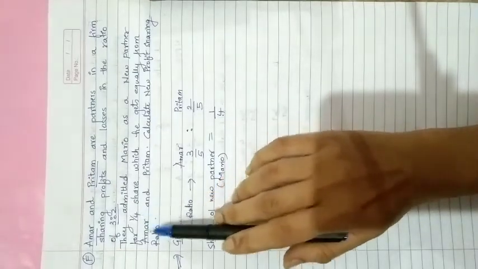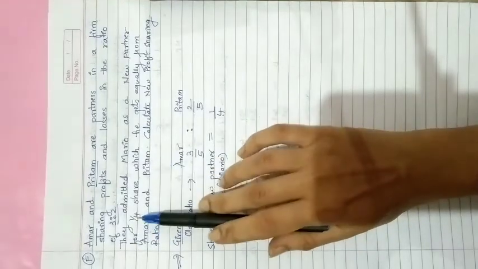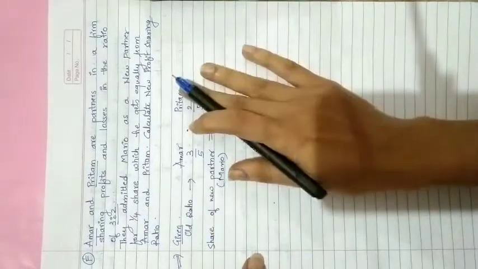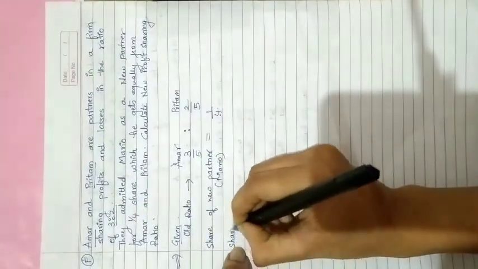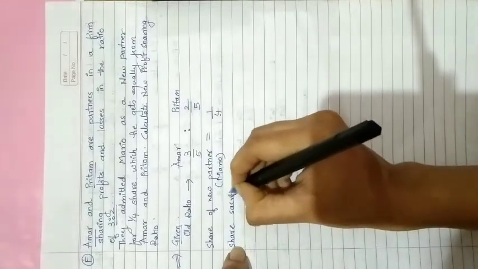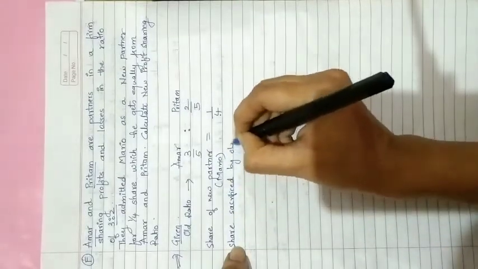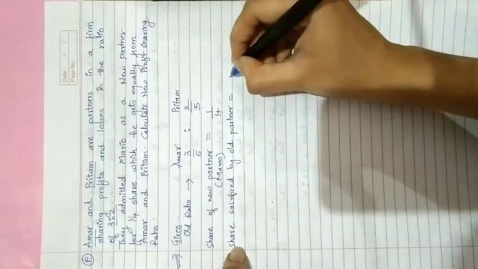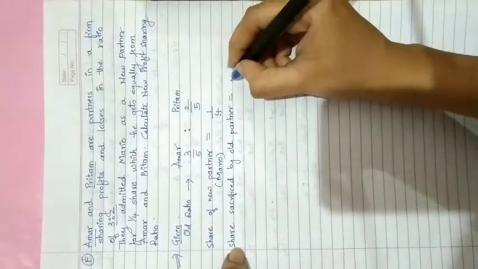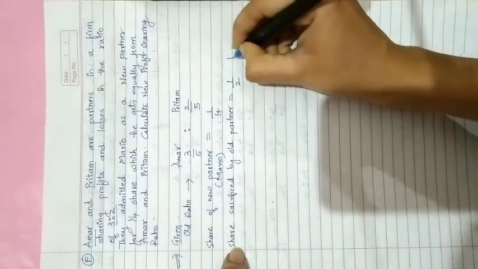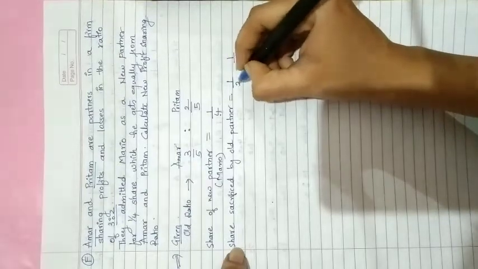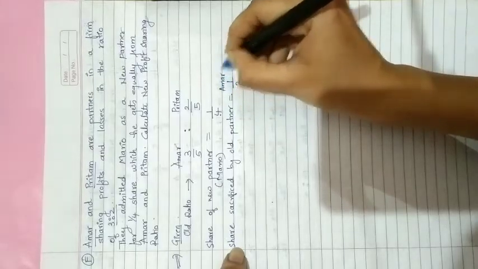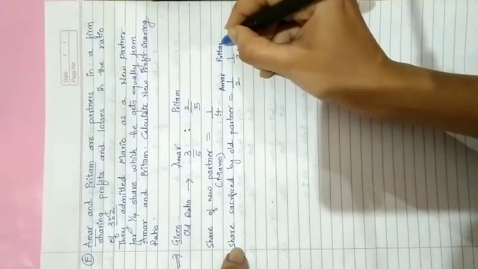I'm repeating it again. Amar and Pritam have sacrificed an equal share in order to give this share to the new partner. So the share sacrificed by the old partners is given to us equally, meaning we can write it as 1 upon 2 and 1 upon 2. 1:1, that means 1 upon 2 and 1 upon 2. So this is the share sacrificed by Amar, this is the share sacrificed by Pritam.